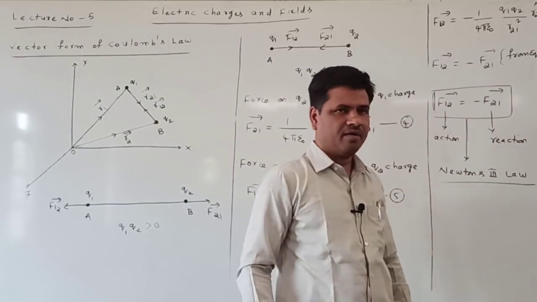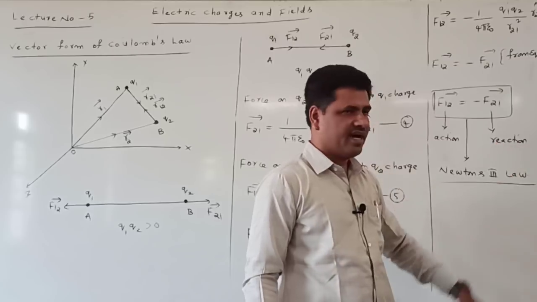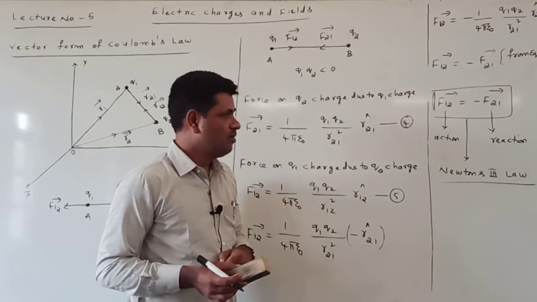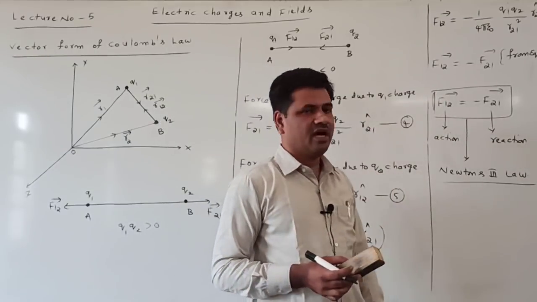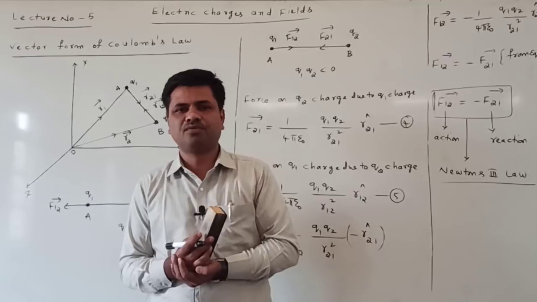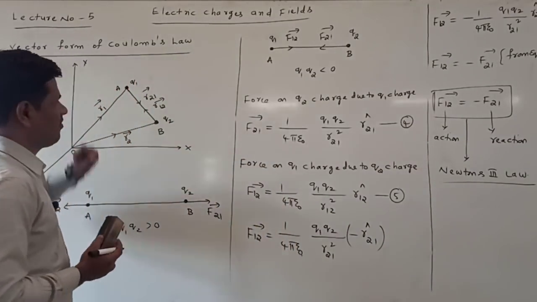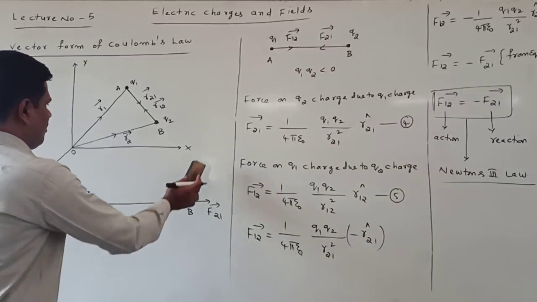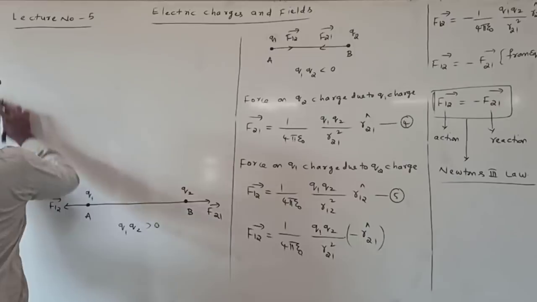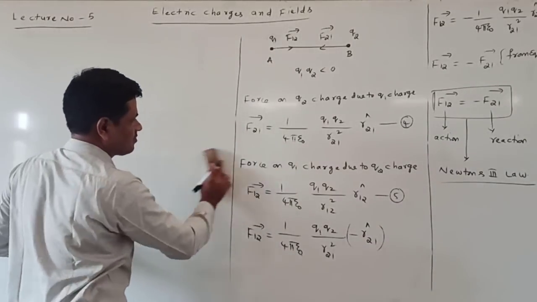to minus F21 bar. F12 bar represents the action, F21 bar represents the reaction. These are the action and reaction pair. So that is the reason the vector form of Coulomb's law represents Newton's third law. It follows Newton's third law. Right. This is called the vector form of Coulomb's law. Right. Next we will discuss the limitations of Coulomb's law.